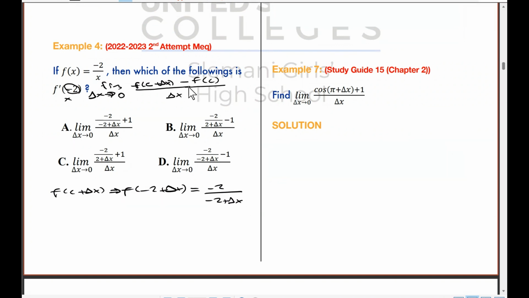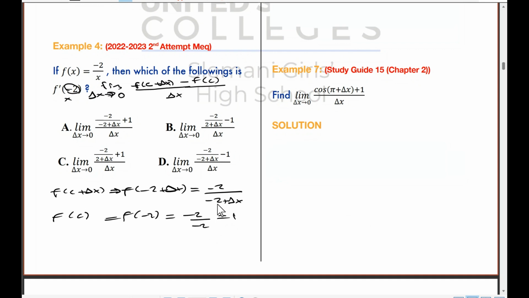Now, another unknown, f of c. What is f of c? Since c is minus 2, what is f of minus 2? F of minus 2, when you substitute minus 2 for x, is minus 2 over minus 2, which is 1.